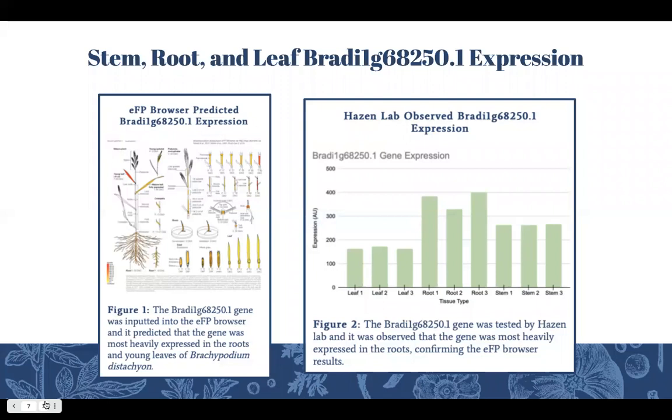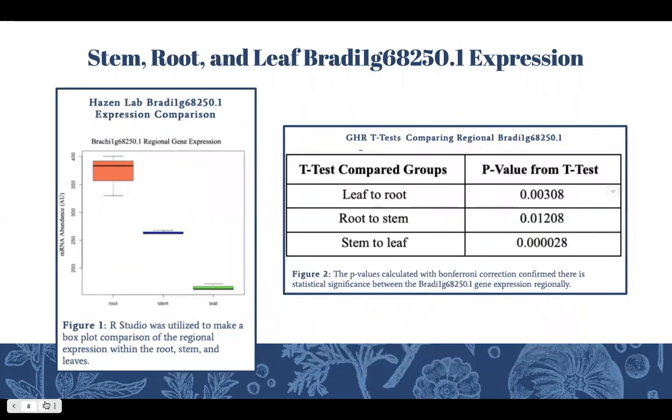Using the EFP browser, we were able to find that our gene is most highly expressed in the roots and young leaves, as you can see in figure 1 here. The Hazen lab data also confirmed that the expression was highest in the roots. This data is shown in the graph labeled figure 2 here. The p-values that we calculated with Bonferroni correction concluded there were significant differences between the gene expression in the leaf versus root, root versus stem, and stem versus leaf.